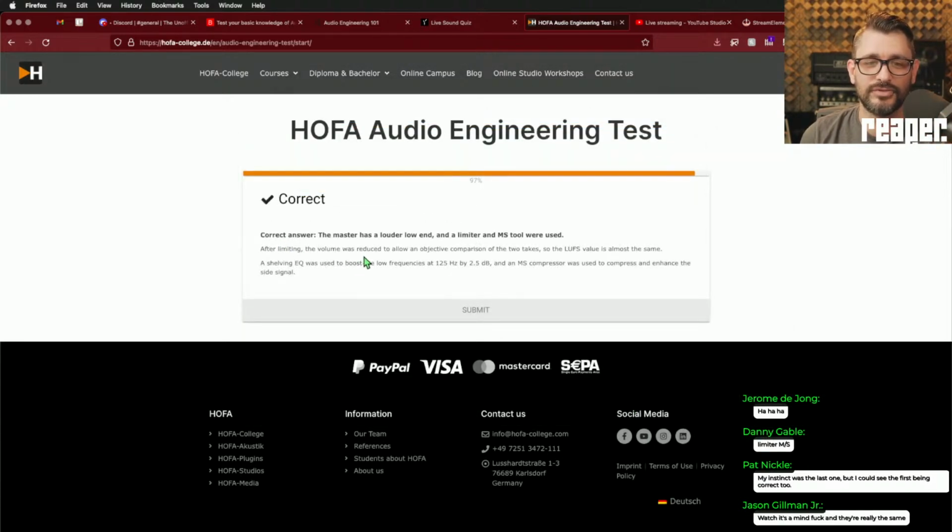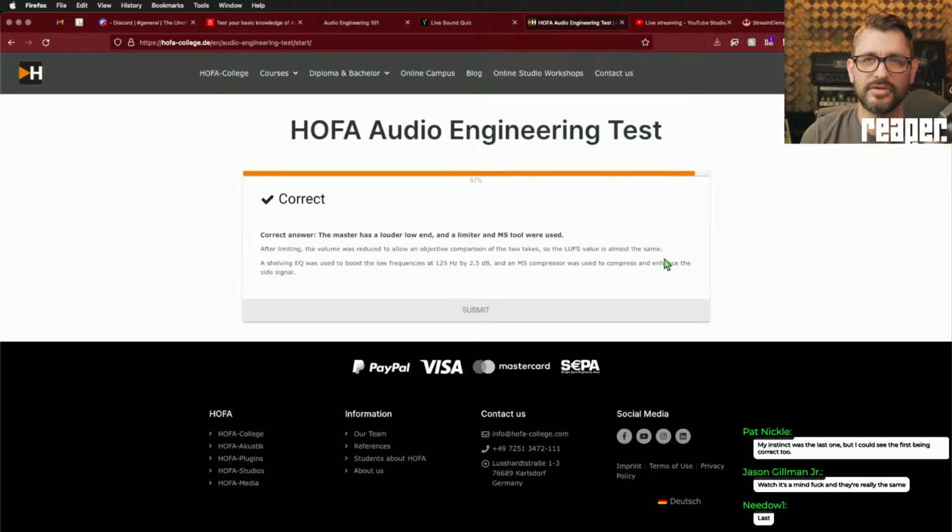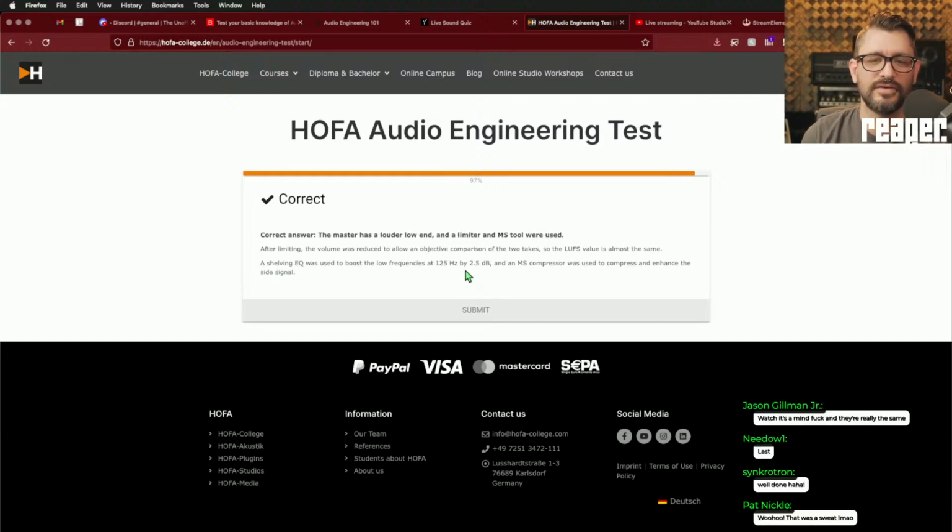After limiting, the volume was reduced to allow an objective comparison of the two takes. So the LUFS value is almost the same. Okay, the meter showed me that they're almost exactly the same. Shelving EQ was used to boost the low frequencies by 2.5 dB at 125 Hertz. MS compressor was used to compress and enhance the side signal.